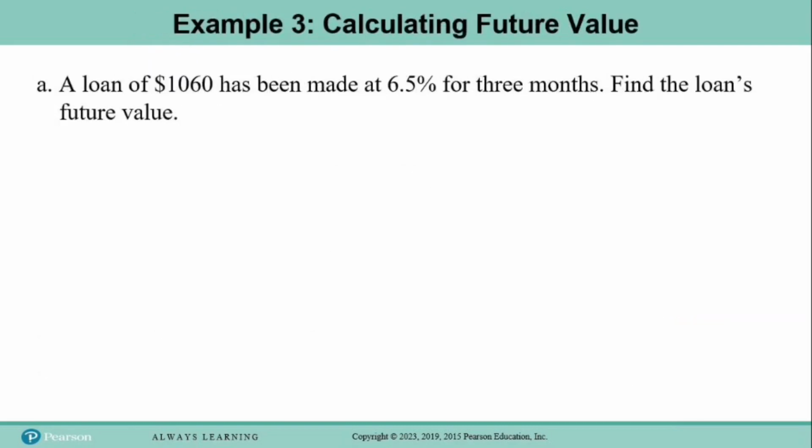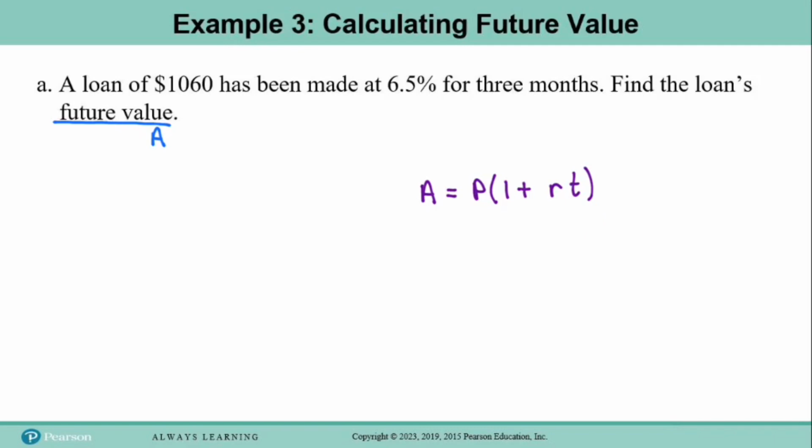Okay, so here in example 3, we are going to be calculating future value. And it says a loan of $1,060 has been made at 6.5% for 3 months. Find the loan's future value. Now we know that the future value is represented in our formula by the variable A. So let's go ahead and write down our formula that contains the A, or the future value. So we know that A is the principal times 1 plus rate times time, 1 plus RT. Principal times 1 plus RT.